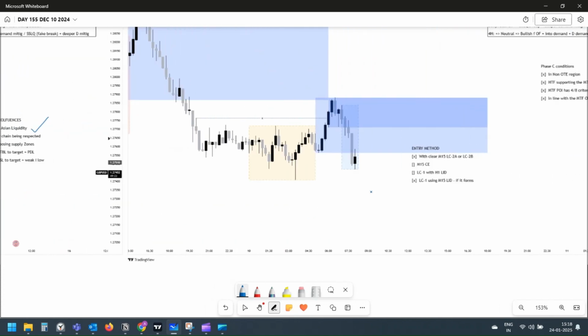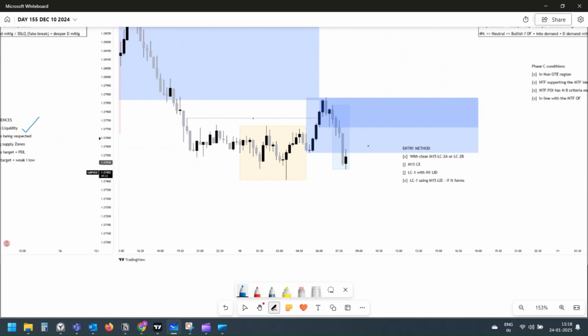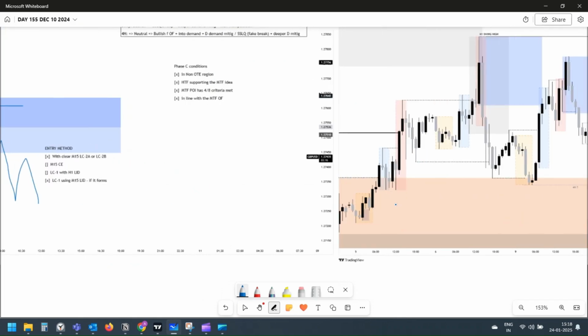So what is the entry method? There is no entry method, because only the lid is formed right here. So this is not a valid place to take LC1s. So I'll just rather wait for the LC2A to form, or just wait for the confirmation entry using M50.